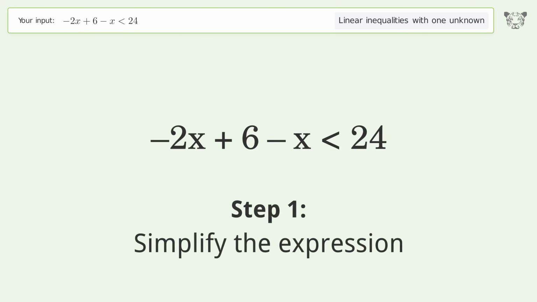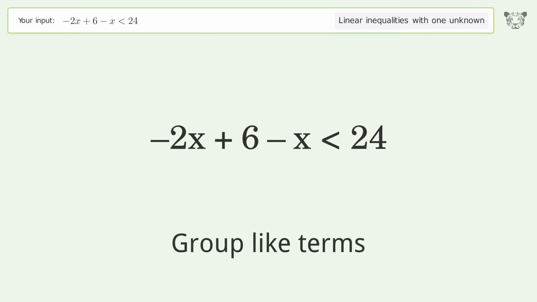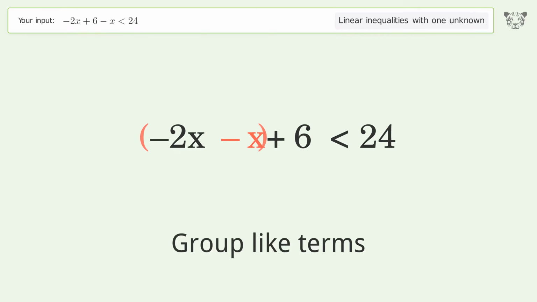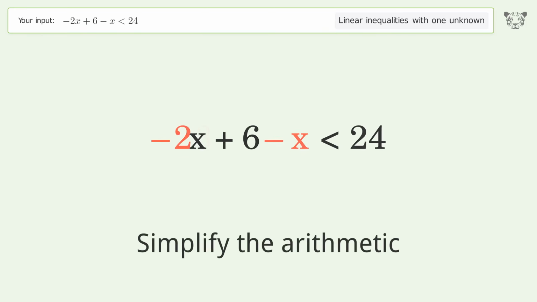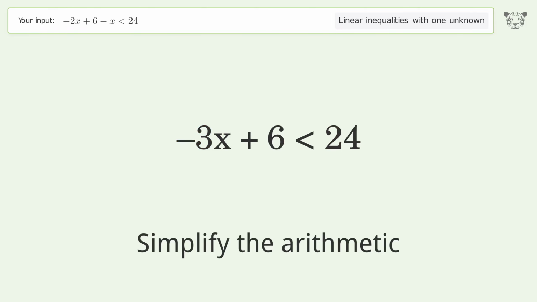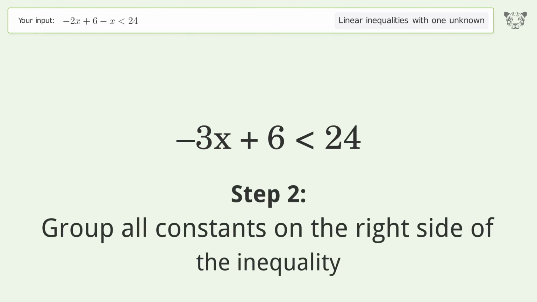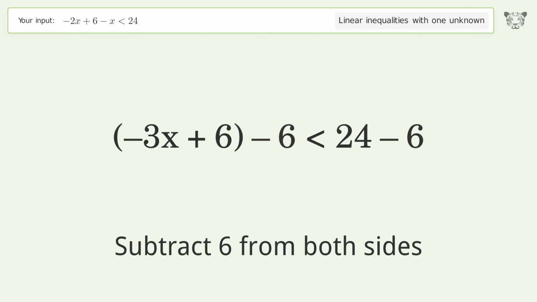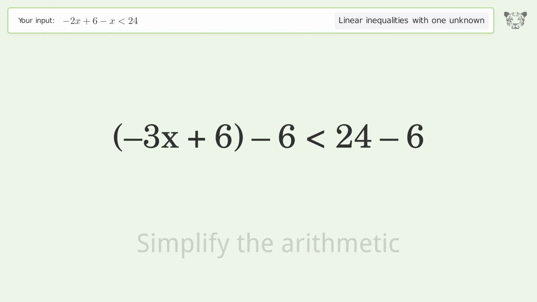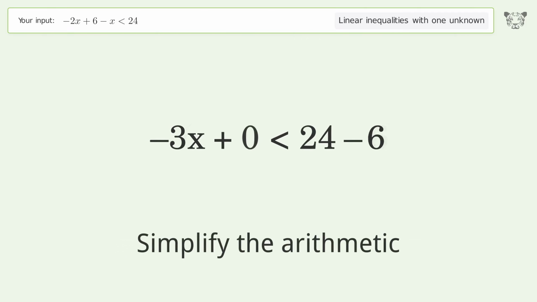Simplify the expression. Group like terms. Simplify the arithmetic. Group all constants on the right side of the inequality. Subtract 6 from both sides. Simplify the arithmetic.